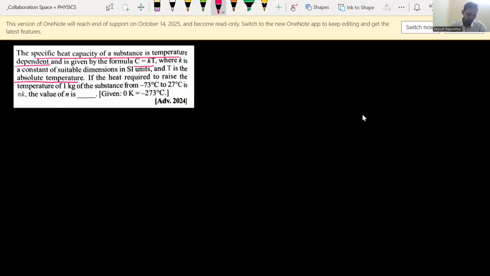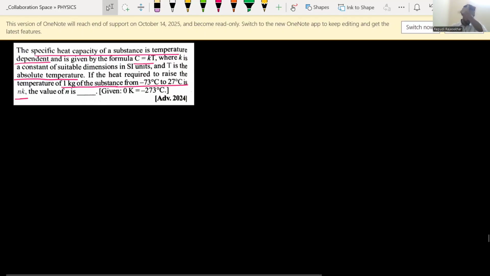The heat required to raise the temperature of 1 kg of the substance from minus 73 degrees centigrade to 27 is Nk. The value of N is what we need to find, since the specific heat capacity is changing this time. So we'll take dq equals to mc dt. This is the equation we have to take.